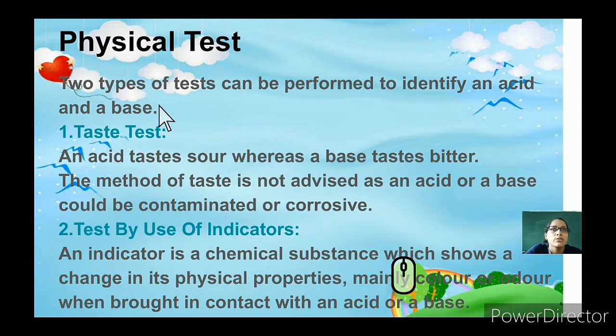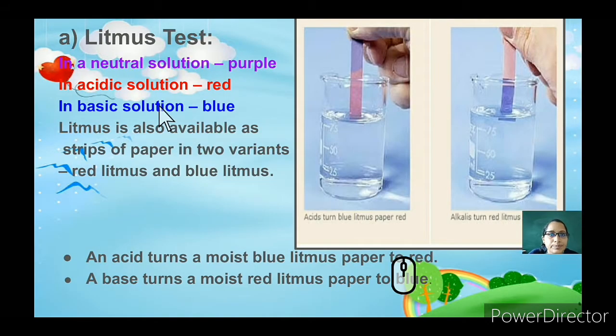The next method, a chemical or laboratory method, is the use of indicators. Indicators are chemical substances that show a physical change in the particular solution. Mainly you can identify a substance or solution to be an acid or a base by the change in its color or odor, the smell, when we bring these into contact with the acid or base. We will start with the test of acid and base by use of litmus paper.